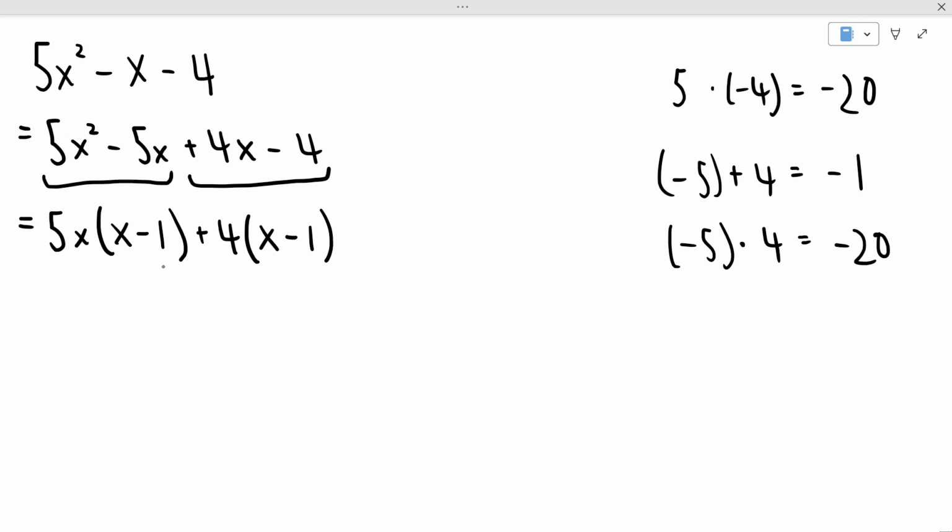So now both terms have this x minus 1 term in common, so we'll take out an x minus 1 from both terms. If we take out the x minus 1 from the first term, we're left with 5x, and if we take out the x minus 1 from the second term, we're left with the plus 4. And this is our final answer.